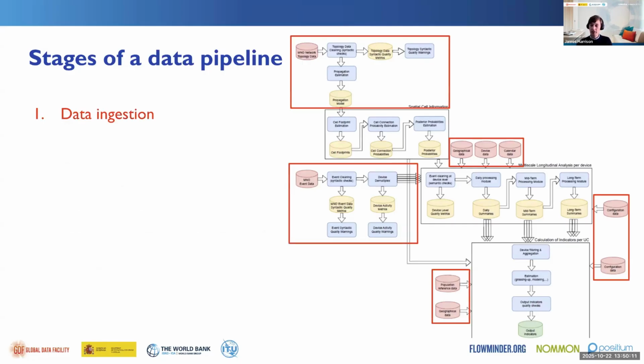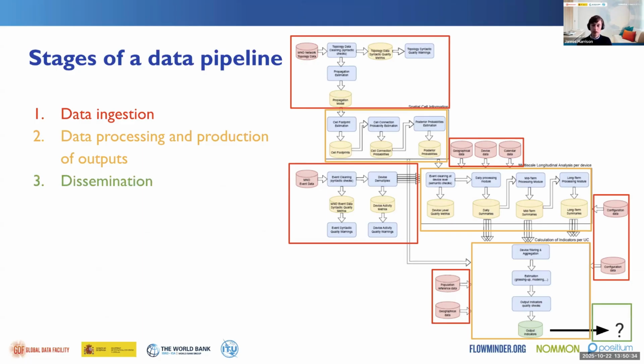So what are the stages in this data pipeline? First stage, data ingestion. It's getting the data from the various sources into the data pipeline and cleaning it up. There's then the data processing and the production of outputs. So various stages of processing feeding through eventually to the output indicators. And the final stage, which is actually out of scope for this particular example, is the dissemination.